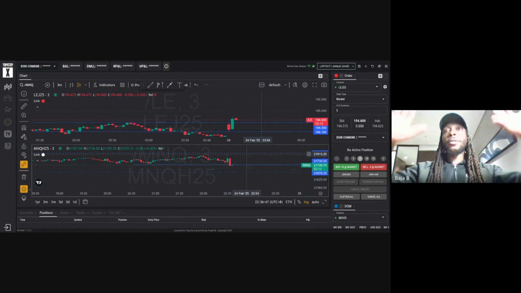As you can see, my hands are off the mouse, and I'm not pressing anything. I'm just watching, reading the price action, seeing what I can find. And if I do see anything ideal, I'll call it out. But for right now, nothing. It's a little too early in the session to make an assumption.